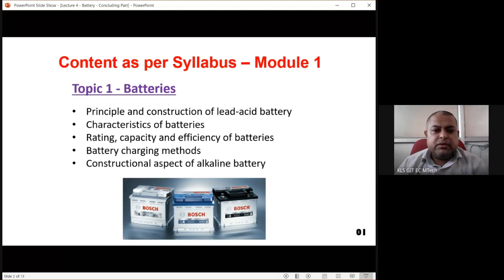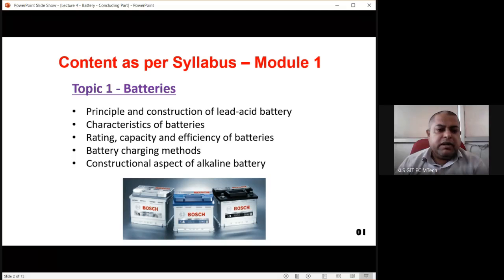Then you have to talk about the support, you have to talk about the core, you have to talk about the electrode, and some materials are deposited on the electrode. So when we do the last topic today, that is NiCad battery, that is alkaline battery, then you'll understand more about battery structure, what is the difference between lead acid battery and alkaline battery. You'll come to know about it.